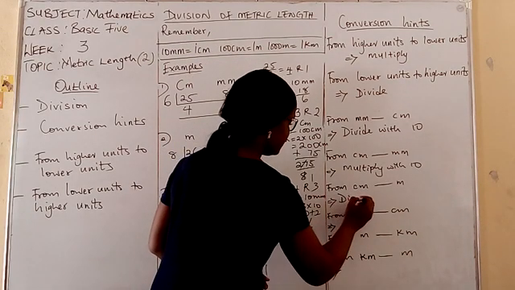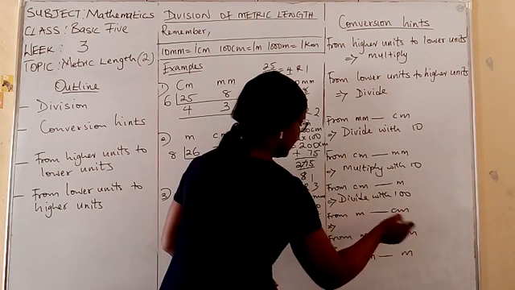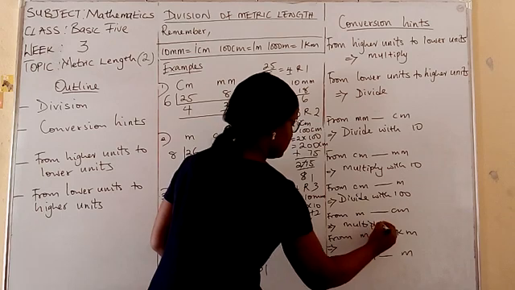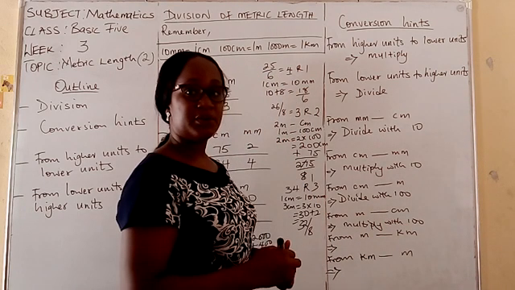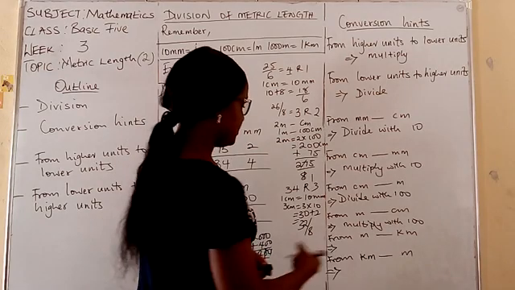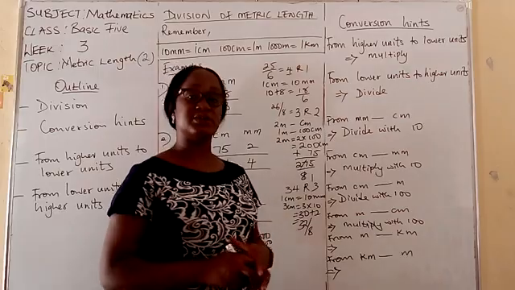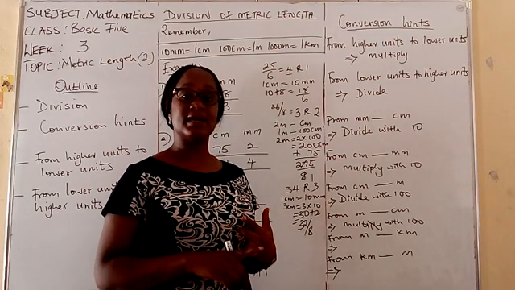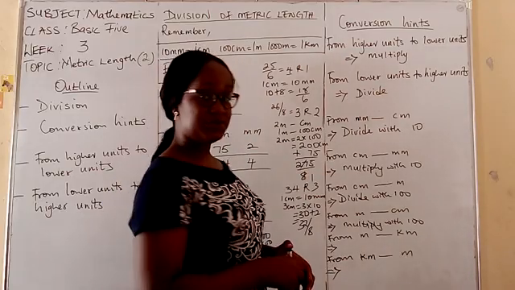What are you dividing with? With 100, right? You divide with 100, and the other way around, you multiply with 100. Okay, so now when you're converting from meter to kilometer, 1000 meter will give you 1 kilometer, right? So you're converting from a lower to a higher. So what do you do? You divide, right?